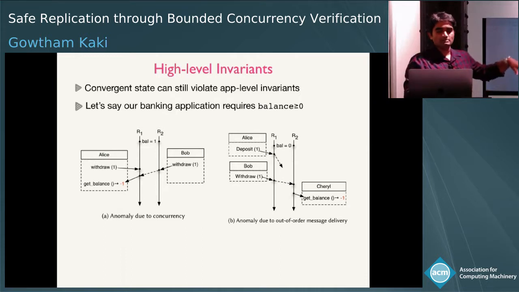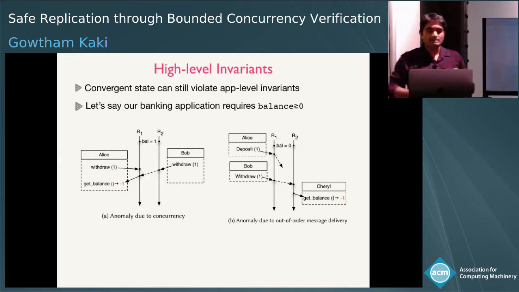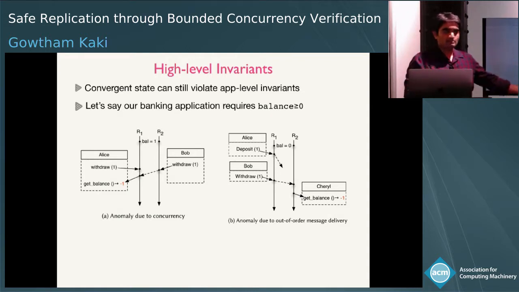Alice performs a deposit of 1. Bob can see the deposit and performs the withdraw. So the withdraw succeeds because Bob can see the deposit. But Cheryl, due to anomalies in the message delivery, due to the differences in how messages are delivered, gets to see Bob's withdraw but not Alice's deposit. So she ends up concluding that the balance is in fact -1.